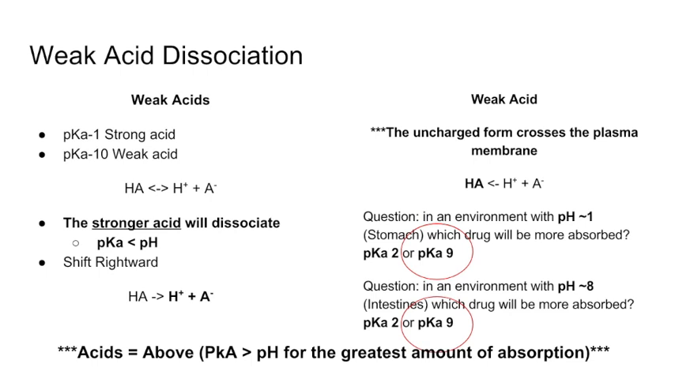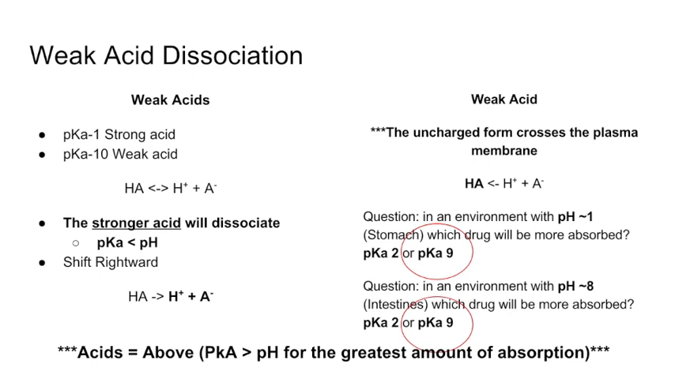So for example, the stomach has a pH of 1. Do we want a strong acid that's going to be dissociated, or do we want a weak acid that's going to be in its non-dissociated form? We want a weak acid. That's why weak acids are drugs. So we want the pKa to be above the pH.